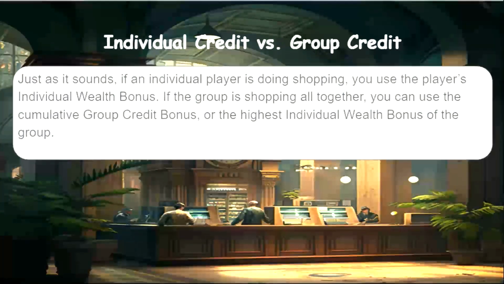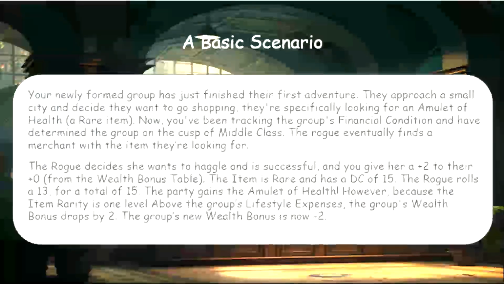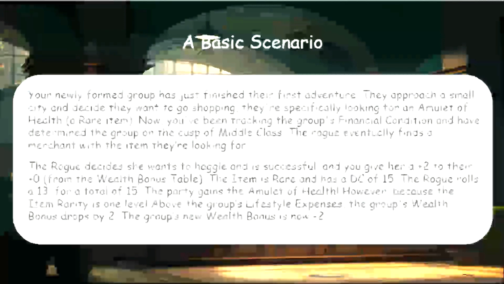So if you have a wide range of player characters, one of them is an impoverished hermit, and one of them is a former noble. The former noble would probably have a higher individual wealth bonus. So if that individual wanted to make the purchase based on their credit, you could do that. Or if the cumulative group credit bonus or wealth bonus is higher, you would use that. Whichever is higher, or whichever roleplay works out more flavor wise.